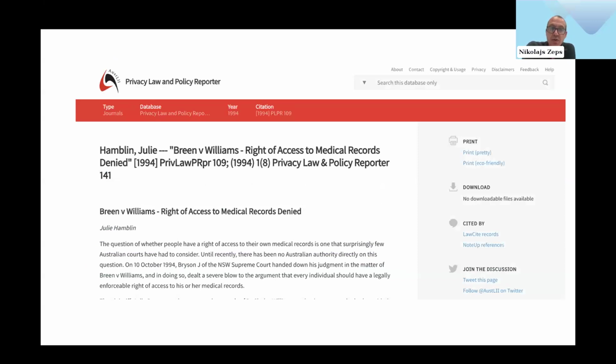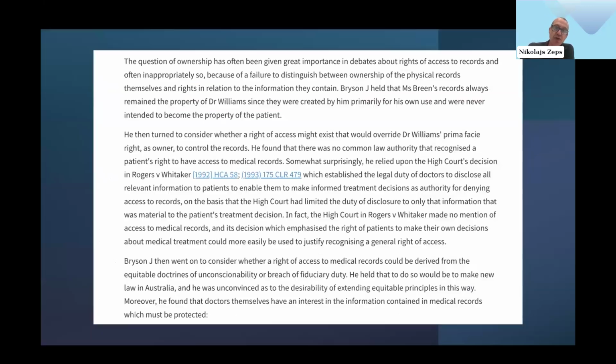So for those of you who love case law, I'm not a lawyer, but I have an unnatural interest in law. Julie Hamblin has provided what I think is a very nice summary of a piece of case law around data ownership and medical records, in one of the few readings where we actually can look at case law to inform what happens about ownership. So in this, Judge Bryson of the New South Wales Supreme Court handed down a judgment on Breen versus Williams, and in effect dealt the plaintiff a blow, saying that she didn't in fact have any rights to her own medical records, and that the doctor who had created the record was the owner because of the art of creation and writing it and recording it.